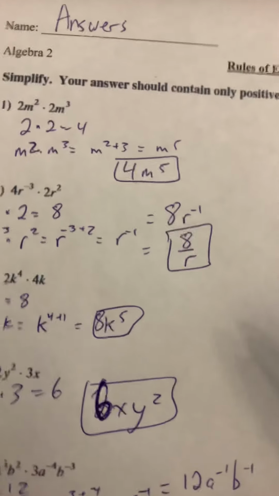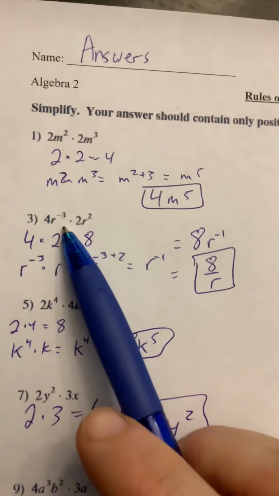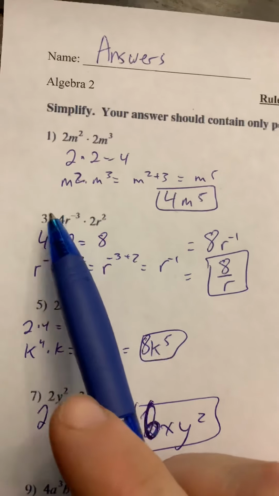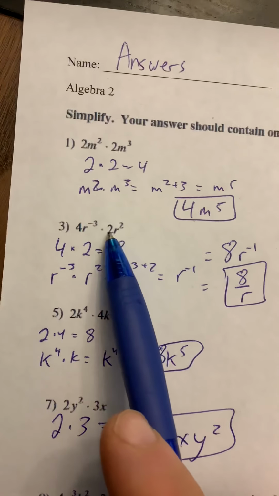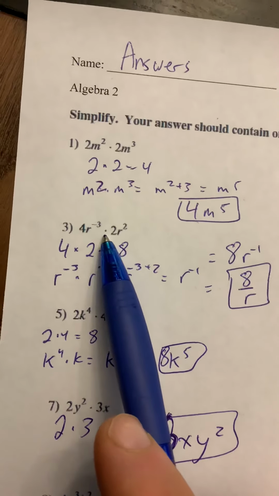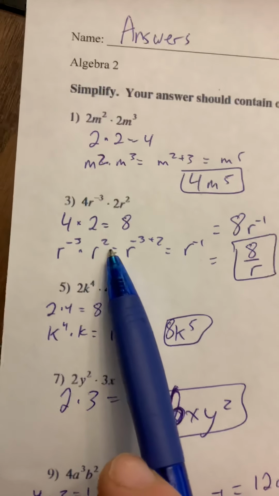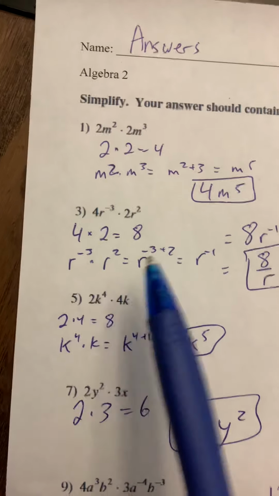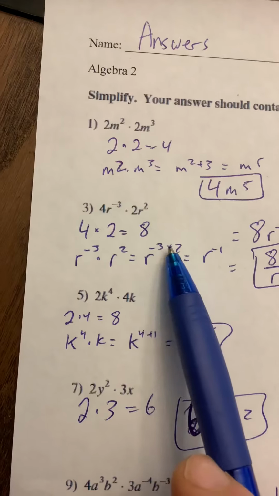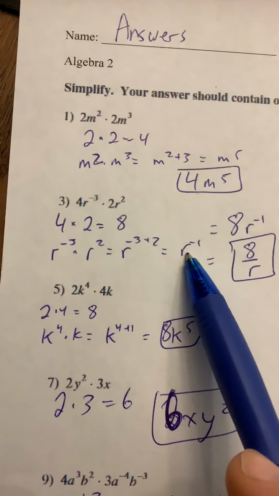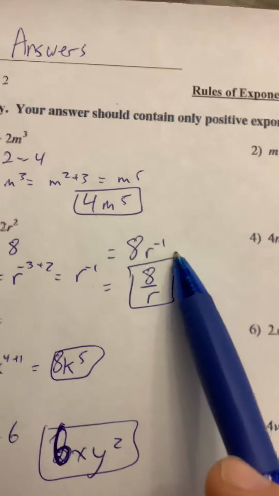That's the first one. For the second one, we're going to do the same thing, and we'll deal with that negative exponent at the end. But to start, we do the 4 times the 2, which gets us our 8. Those are the coefficients in front. We're multiplying them because this is a multiplication problem. Then we have r to the negative third power times r squared. We have the same base being multiplied, so we keep the r, and we add the exponents, which is negative 3 plus 2, which gives us r to the negative first power. So we have 8 times r to the negative first power.